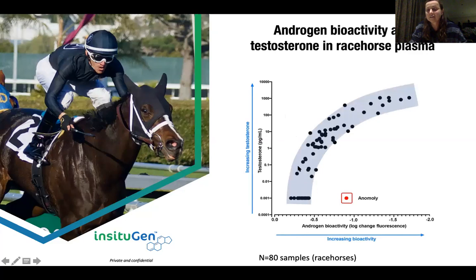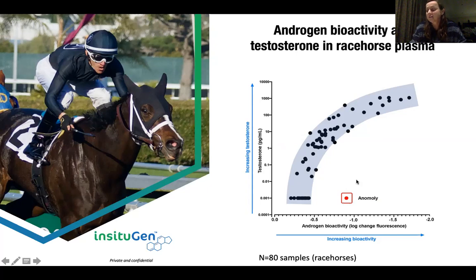We still have our testosterone going from low to high, but now we've added in androgen bioactivity from low to high. And what we see is there's a good correlation: low testosterone, low androgen bioactivity, up to high testosterone levels, high androgen bioactivity, with a correlation of around 0.7. Now, in these 80 samples, we found one anomaly where it had low testosterone levels but high androgen bioactivity.